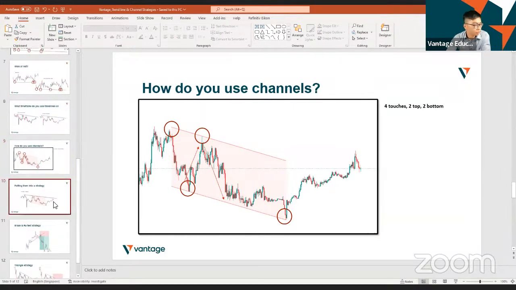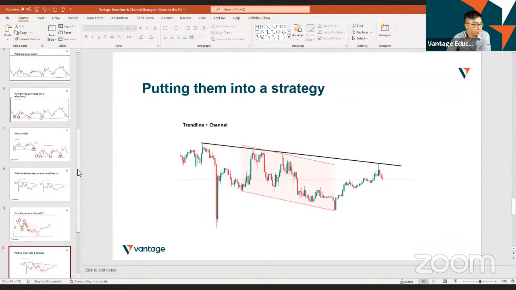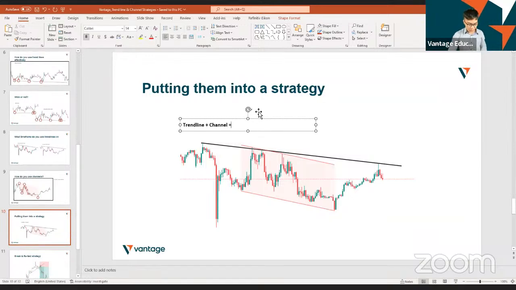Okay, let's move on. Putting them into a strategy. Well, we can actually combine them, using a trend line and a channel at the very same time for a better confluence.